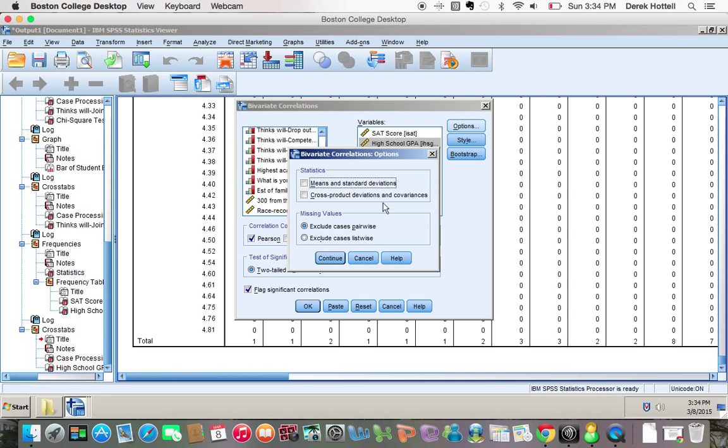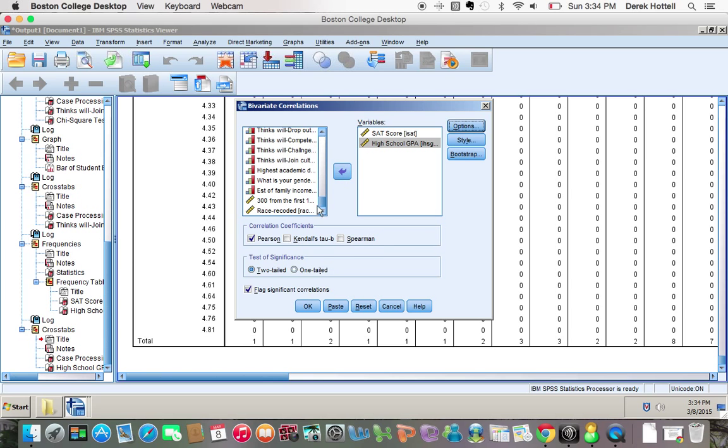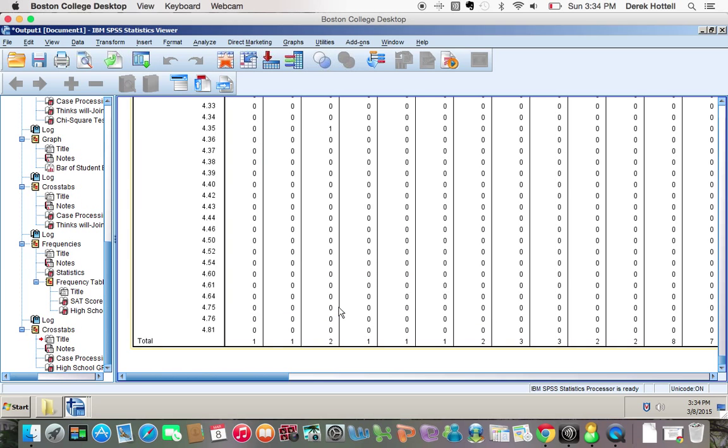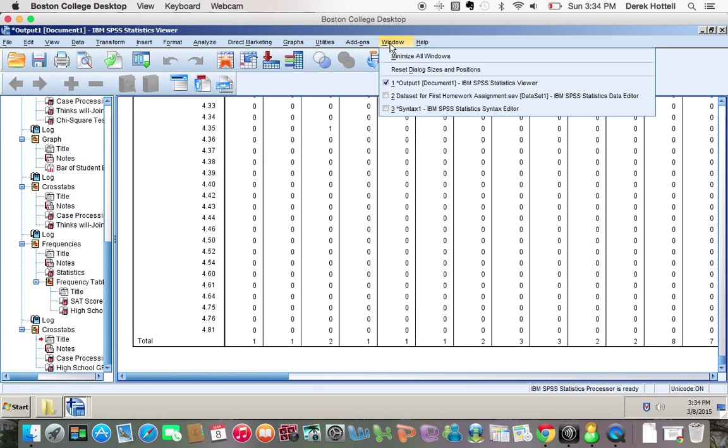Let's look at options, and we don't need to include any of these, so we don't need to worry about that. And we want to run the Pearson correlation coefficient, which is the default setting, so we're just going to leave all of these alone. Click Paste, and then we're going to open up our syntax window.